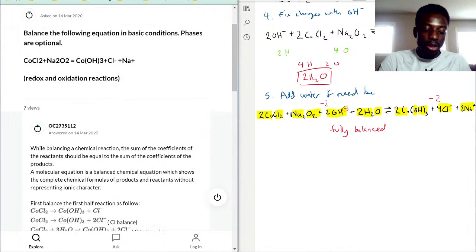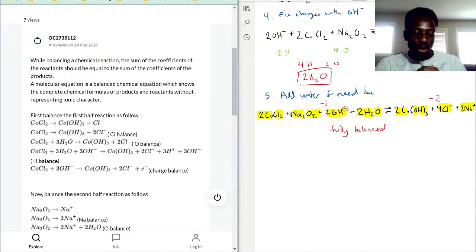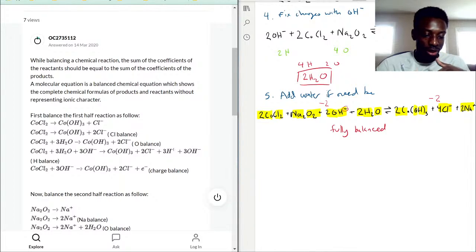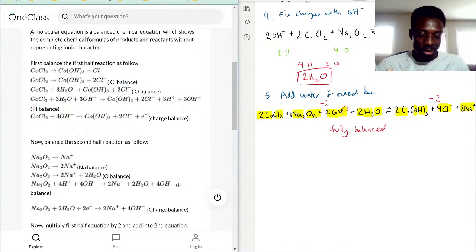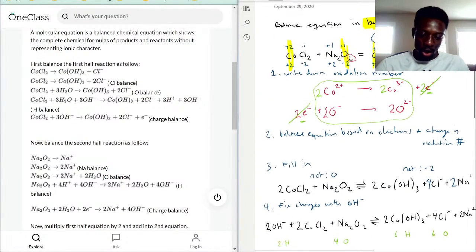Okay, and now let's see what they got here. Interestingly enough, they did it a little bit of a different way. They're saying that you should balance the half reactions. The only issue I have with it is that we go from cobalt chloride to cobalt hydroxide plus chloride. We don't really see where the hydroxide came from, and when they go through the question, you end up with the hydroxides, but you kind of wonder how they did it. So when they say just balance the half reactions, it can get a little bit tricky there.